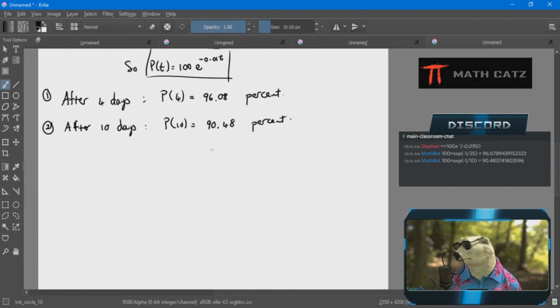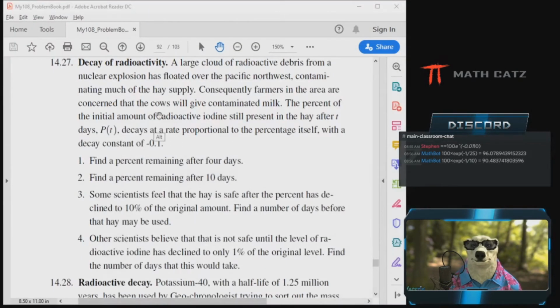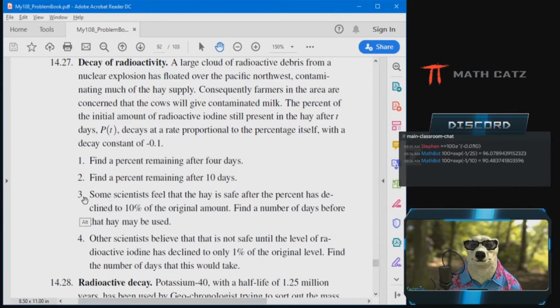All right, so a basic plug in a time value and get how the amount has changed. That is definitely the most basic kind of question. Let's see what else they have here. So we've done that. Number 3. Some scientists feel that the hay is safe after the percent has declined to 10% of its original amount. So now P is 10. Find the number of days before that hay may be used.